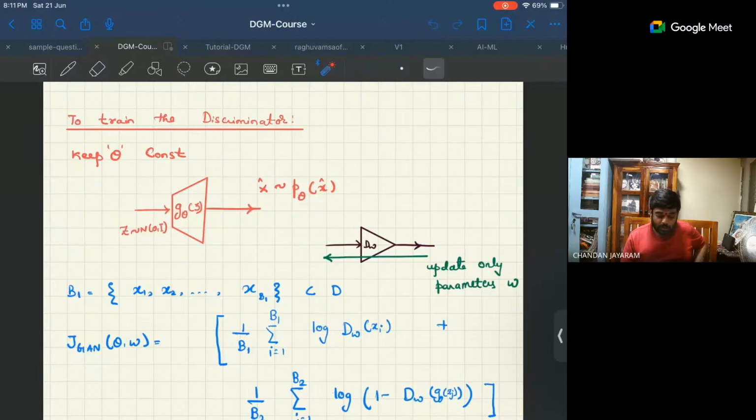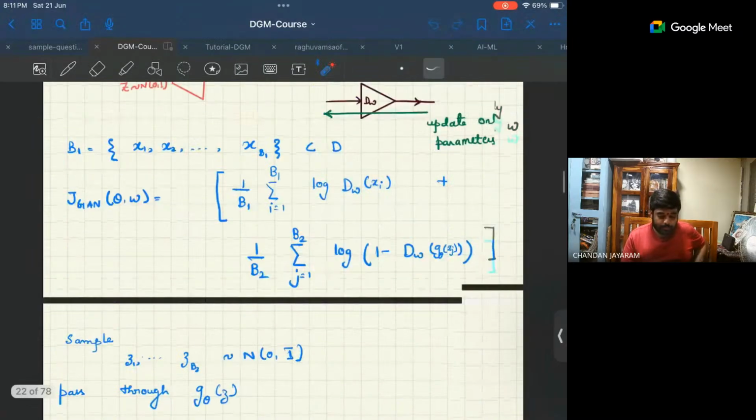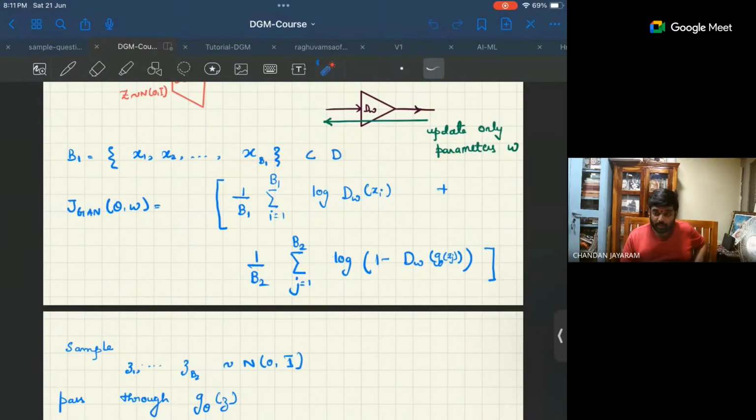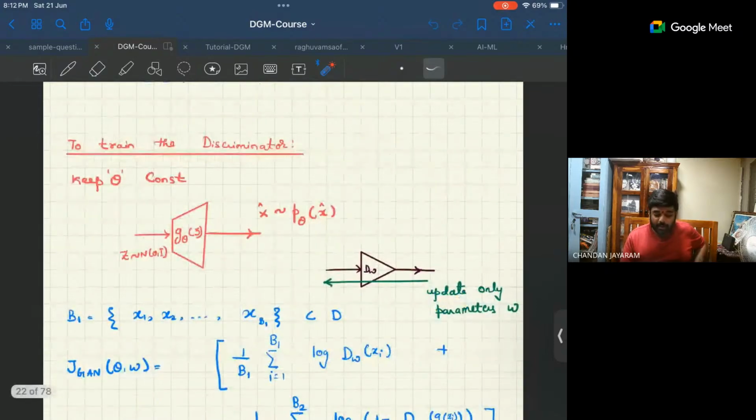So you take care of this, and you obtain this loss function, or the objective function. Then you update only the parameters till here, because the parameter you are updating is the discriminator parameter, which is omega. That means you will be updating only till here.